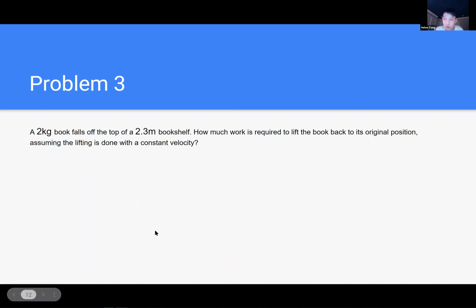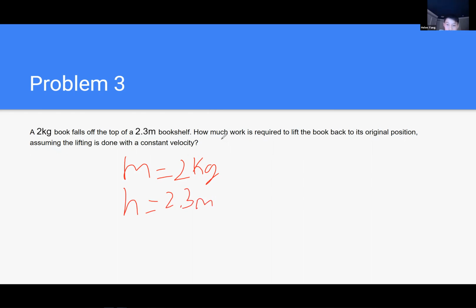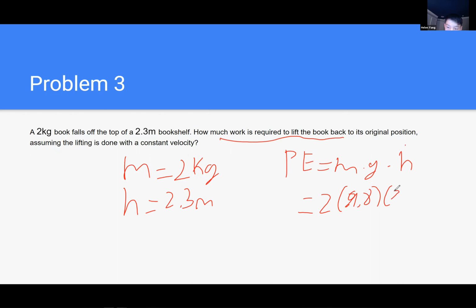Okay, I'll explain the question. So it gives you the mass of the book and the height of the bookshelf. So you already know that the mass is equal to 2 kg. The height is equal to 2.3 meters. And it's asking you to find the work. So you could use potential energy is equal to mass times acceleration due to gravity times height. And you can get 2 times 9.8 times 2.3. And that would give you around 46 joules.